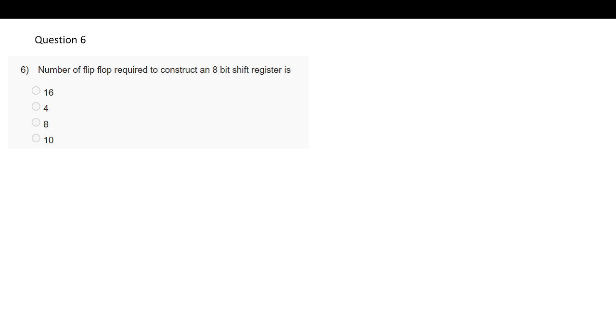And the number of flip-flops required to construct an 8-bit shift register. So we need 8 bits, so it should have 8 flip-flops.